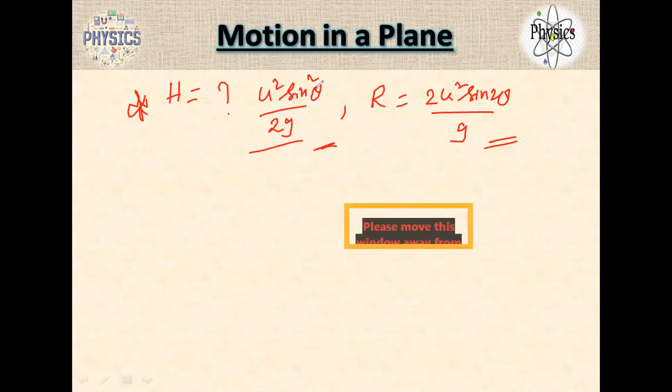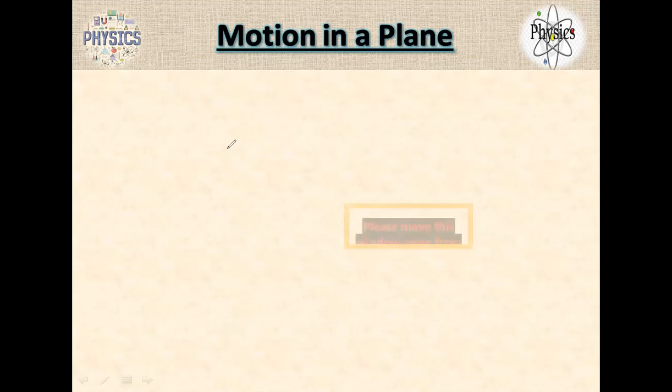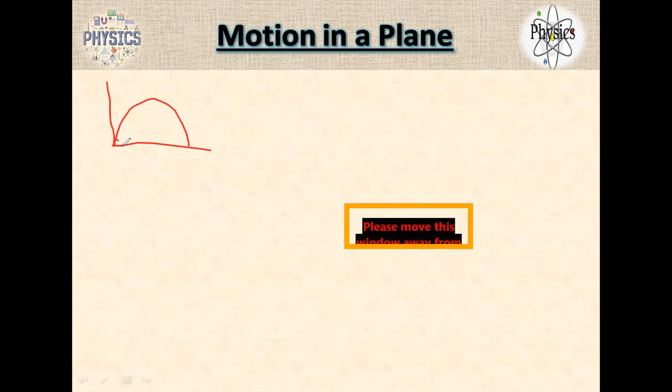To prove this, u square sin square theta by 2g, we don't need time. So how do we prove it? We have to use v square minus u square equals 2as. Use this equation to get this one. Let me clear this again. I don't want to draw too much, but I just want to show that this is the maximum height. We are going to get it.